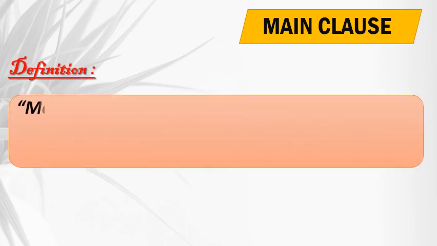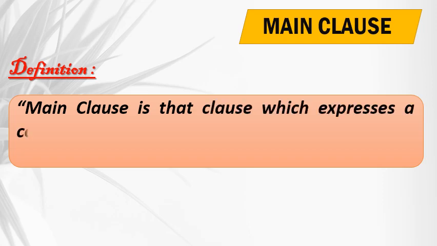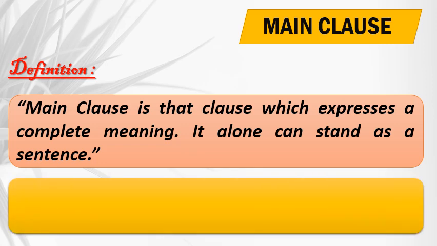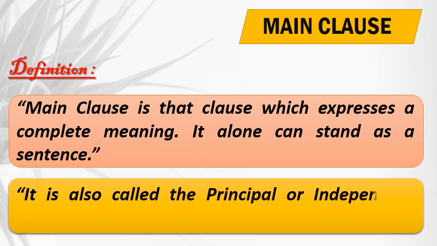Let's see what is the meaning of main clause. Main clause is that clause which expresses a complete meaning. It alone can stand as a sentence. Means, main clause is a clause which gives a complete meaning by its own. It is also called the principal or independent clause.